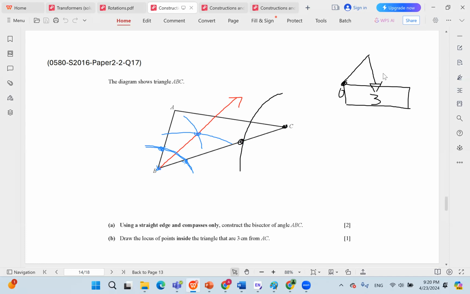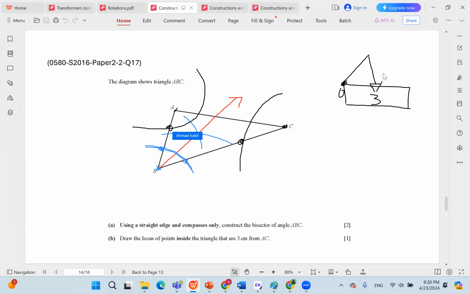Then without changing my compass at all, I'm going to repeat the same process again, but at A. So at A, I'm going to draw an arc that is 3 centimeters away. This is, of course, not accurate at all, but you get the idea. And I'm going to mark this point here. Let me just draw it again because this will not look okay. So let's just draw it a little bit wider here. This looks kind of better.